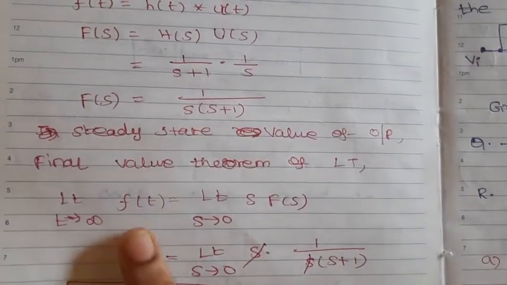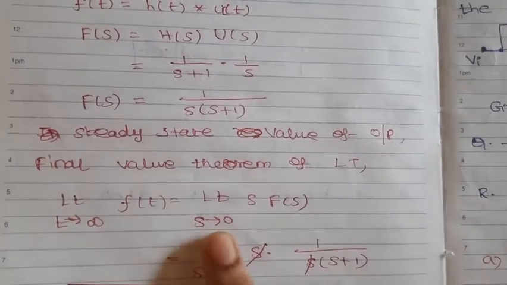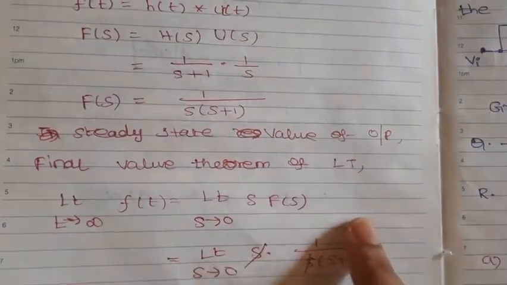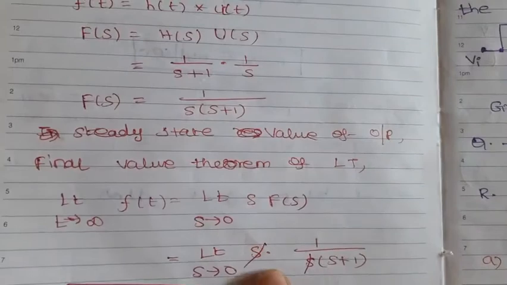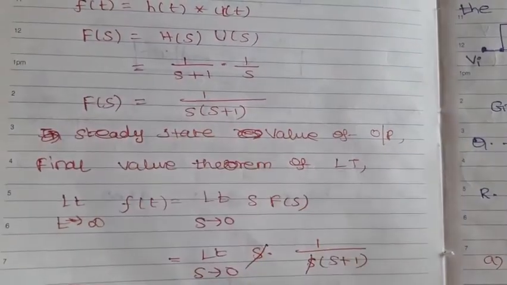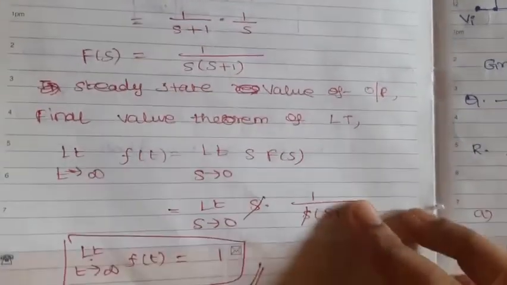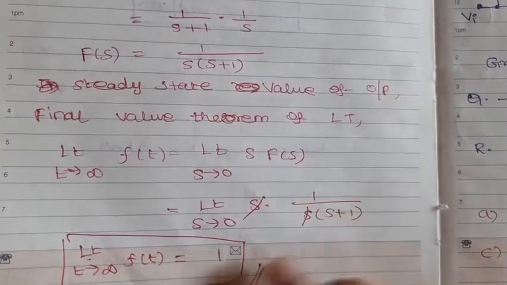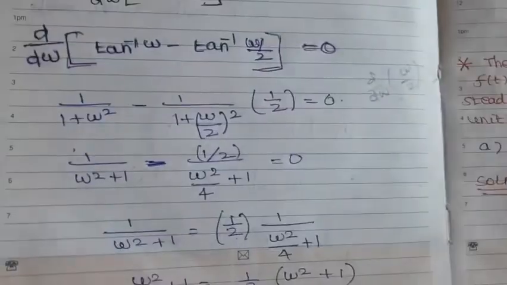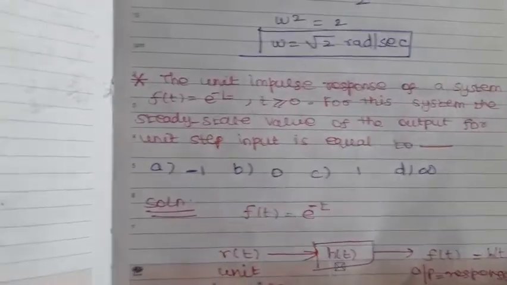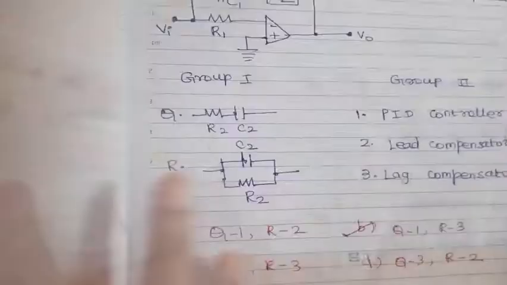Limit t tends to infinity, f of t is equal to limit s tends to 0, s into F of s. So limit s tends to 0, s into what is F of s? This one. So this and this get cancelled. Substitute s equal to 0 here. So 1 by 1, obviously 1. So the steady state value of the output is nothing but 1.